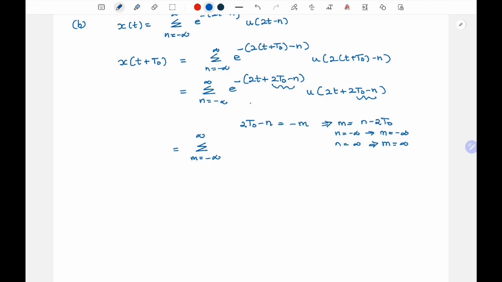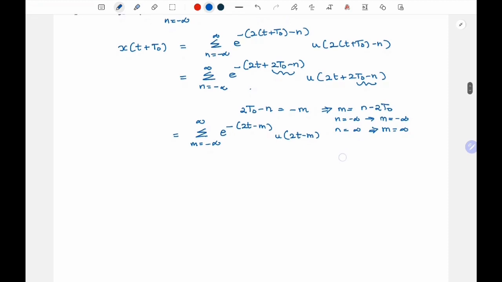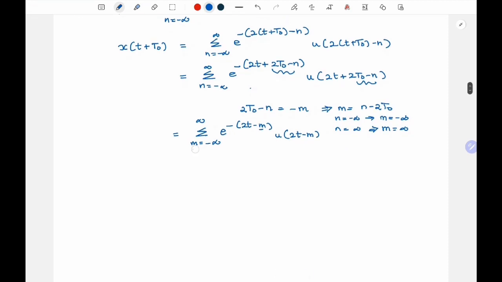So m is equal to minus infinity to infinity e power minus 2t, this is minus m, correct? And u of 2t minus n. And now if you see, this is just a change of variable, correct? Again, I can replace m with n.